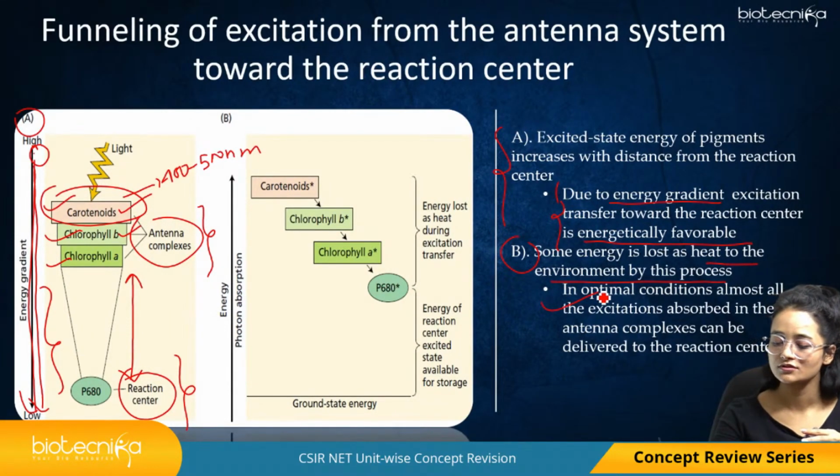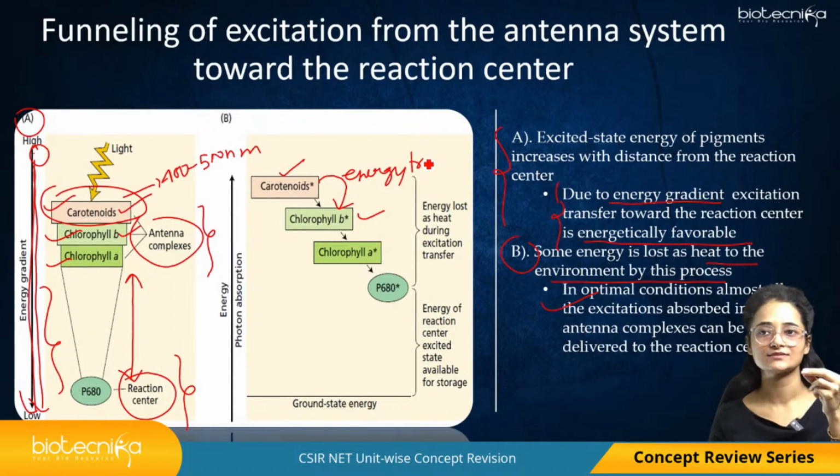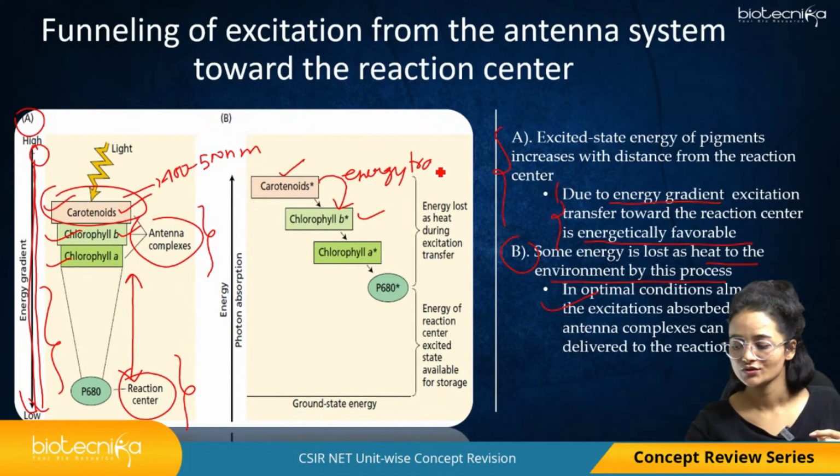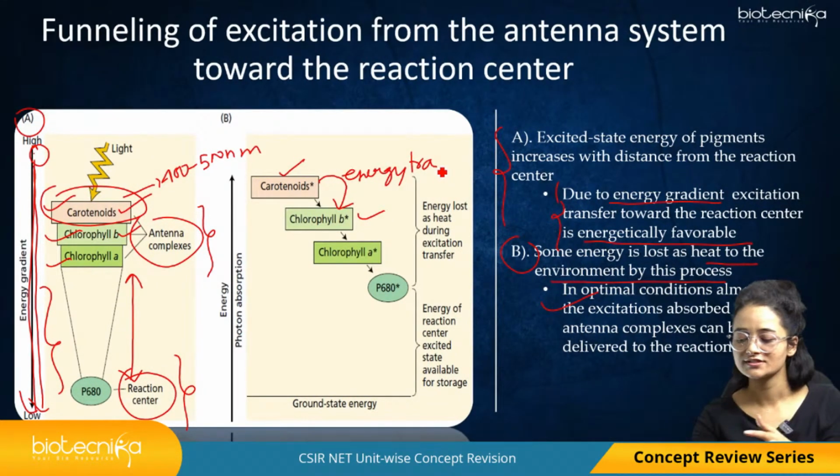So when light falls on the carotenoids, they get to the excited state. From this excited state, they transfer their energy to chlorophyll B. So here energy transfer is taking place, right? One of the ways I told you was emission of energy; the other is energy transfer. Here the pigment molecules transfer energy from one molecule to another. This is how it is taking place.